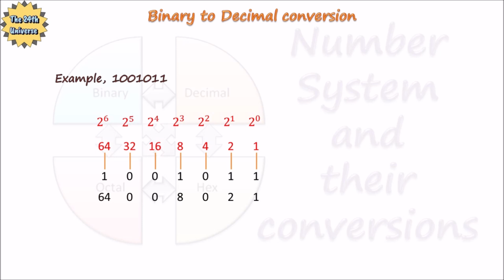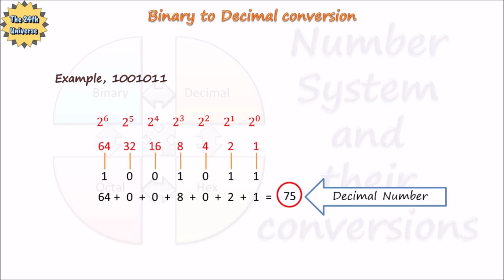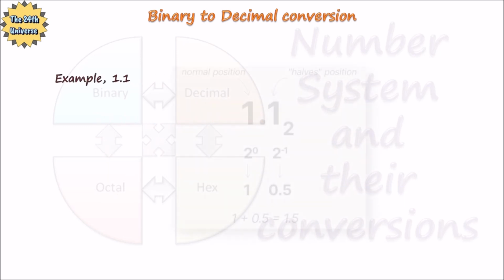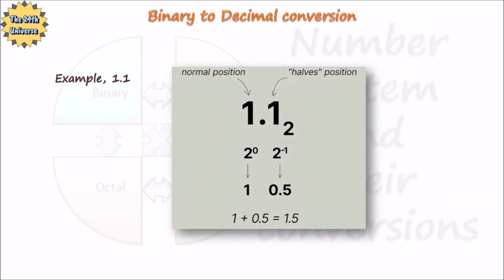That is, 1 times 1 is 1, 2 times 1 is 2, 4 times 0 is 0, 8 times 1 is 8, 16 times 0 is 0, 32 times 0 is 0 and 64 times 1 is 64. Sum it up and you get 75 as the decimal number. And use this method to convert a binary number with a decimal point to a decimal number.